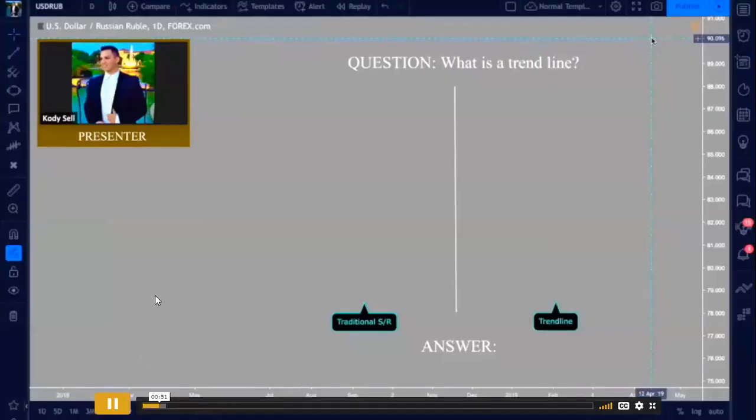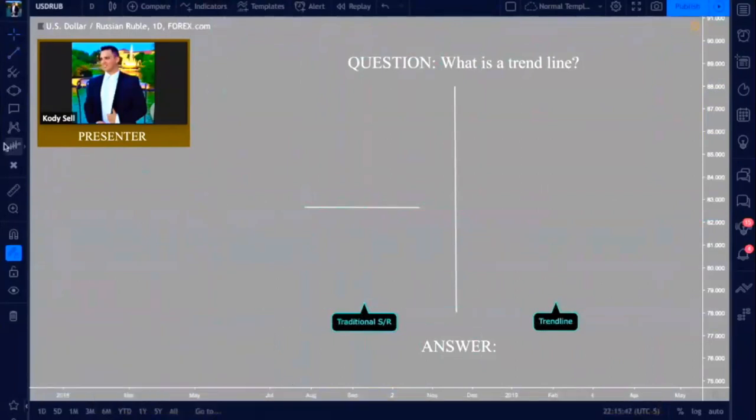Exactly, that's what a trend line is. Now here we've got a table in front of us, and on the left we have traditional support and resistance, and on the right we have trend line. Our goal by the end of this is to answer the question, what's the trend line? We're going to start on the left-hand side by drawing a traditional horizontal support and resistance level. How does price react to it? Let's say price is under the level, then that level will hold as resistance.